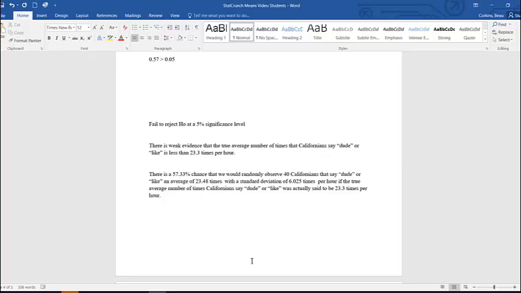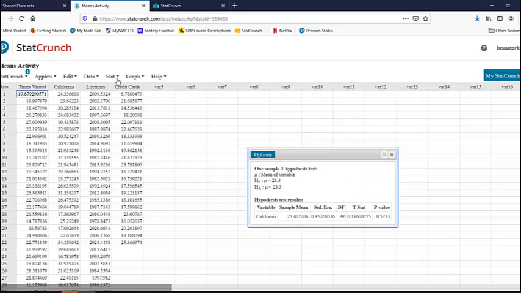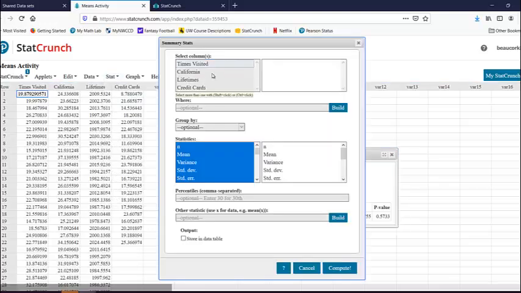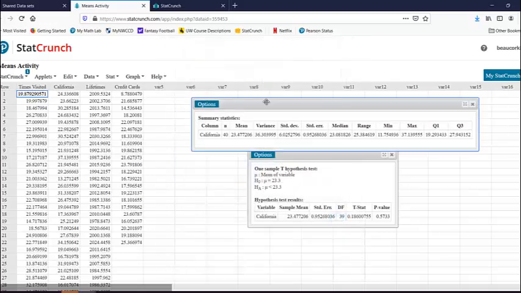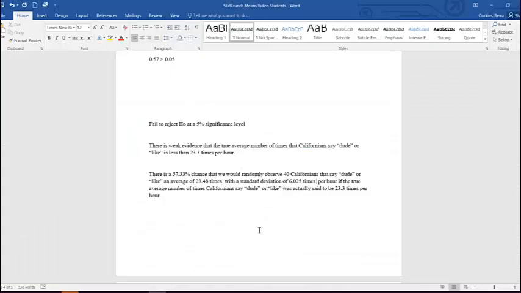There is a 57.33% chance that we would randomly observe 40 Californians that say "dude" or "like" an average of 23.48 times with a standard deviation of 6.025 times. Actually, let's take a moment and pause. How did I get that? In StatCrunch, the mean is presented right here, 23.48. However, that's the standard error, not the standard deviation. Recall, summary stats, columns, California, compare. The mean, 23.48. Standard deviation, 6.025. So again, StatCrunch provides all the info we need to make a full interpretation.